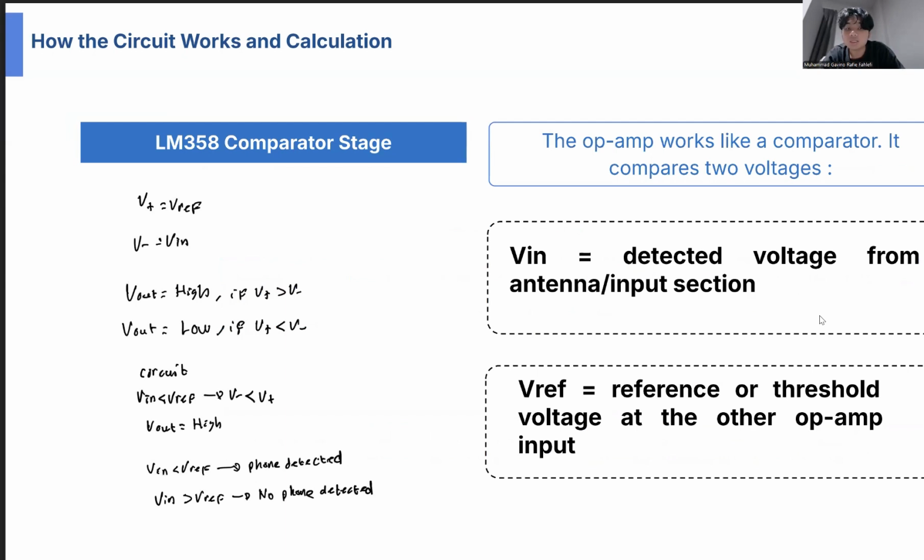Next is the comparator stage. At this stage, the LM358 works like a comparator. It compares the voltage Vin, which comes from the detected signal, and Vref, which is the reference voltage. If the detected voltage crosses the threshold condition, the output changes state. This high or low output will determine whether the phone is detected or not.